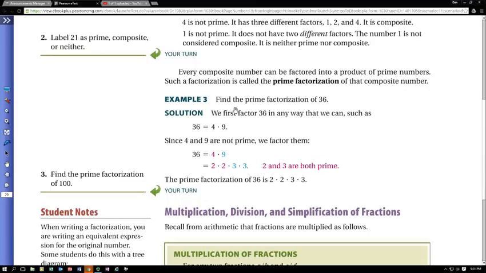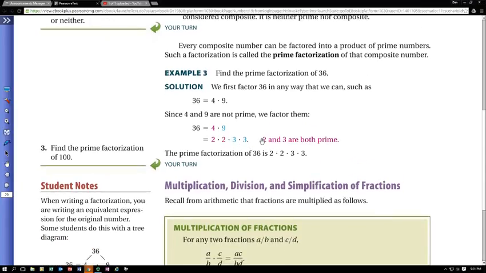But what our goal is when they say prime factorization, I want to make sure that the multiplication of numbers that equal this product 36, that all of these are prime. In other words, there's exactly 2 factors. Notice 1 is not in there because that's not a prime number.